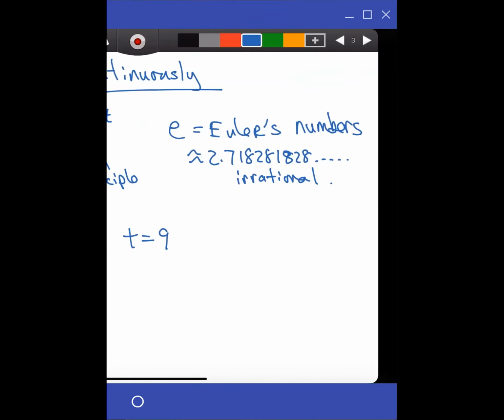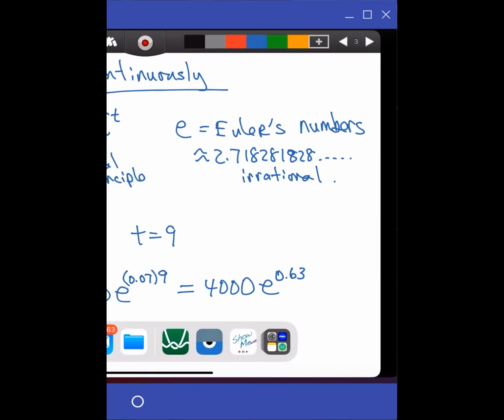All right, we're going to try this out here. So the amount after 9 years is equal to 4,000 times e to the 0.07 times 9. And let me simplify that a little before I go into the calculator. So that's 4,000 times e to the 0.63. Just doing that ahead of the game. And then let's go to calculator.